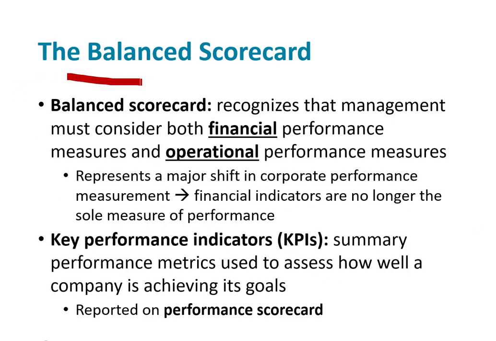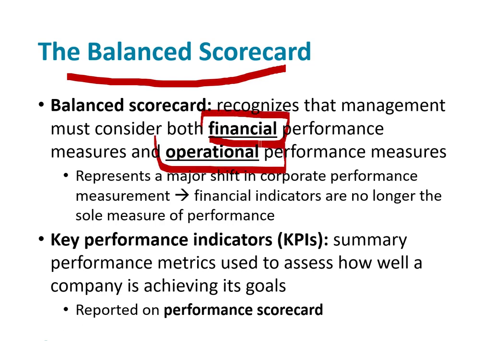Now, we can use something called the balanced scorecard. With the new balanced scorecard that we use, managers consider both financial performance and operational performance. In other words, financial being the profitability of the company, operational is how efficiently you actually used the operations of the business. And this represents a major shift in corporate performance. Financial indicators are no longer the sole measure.